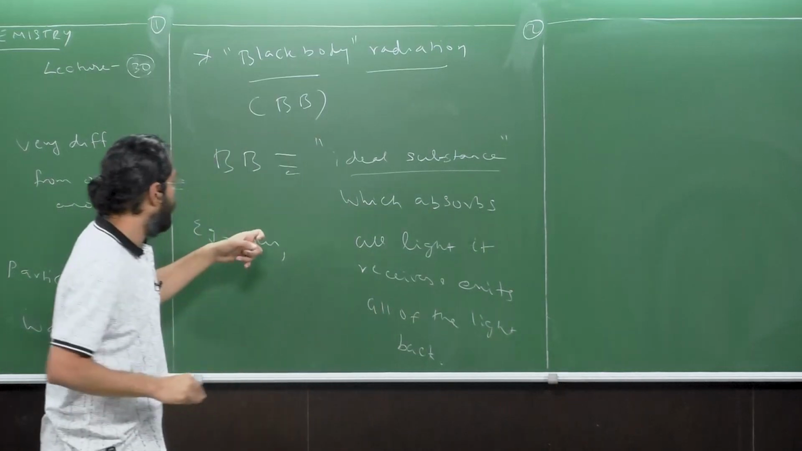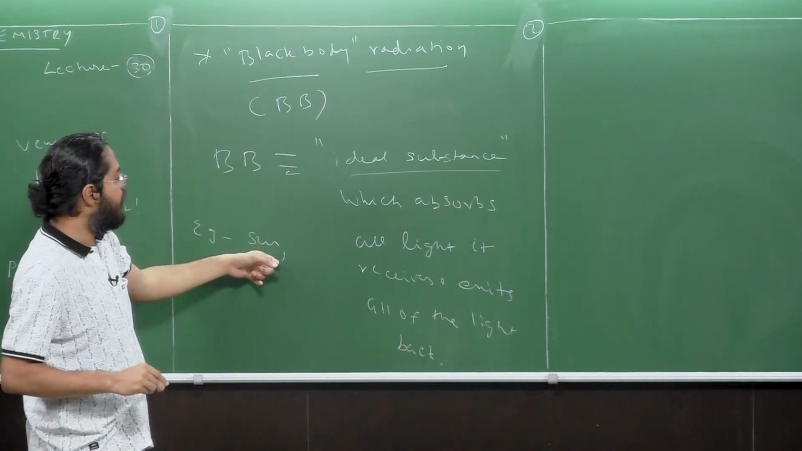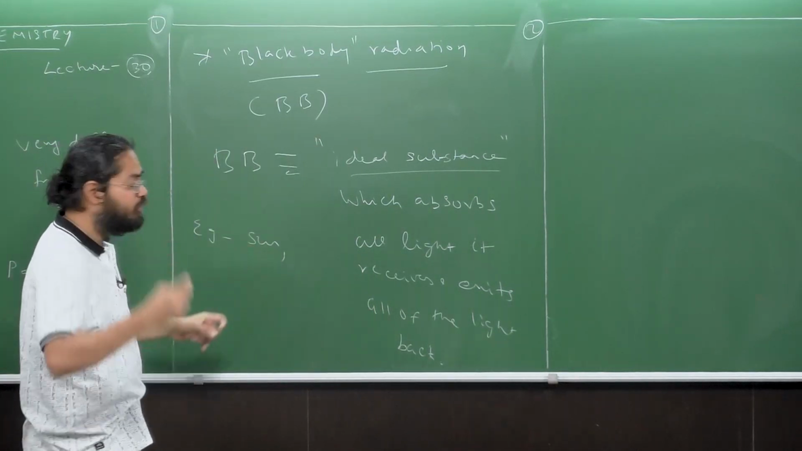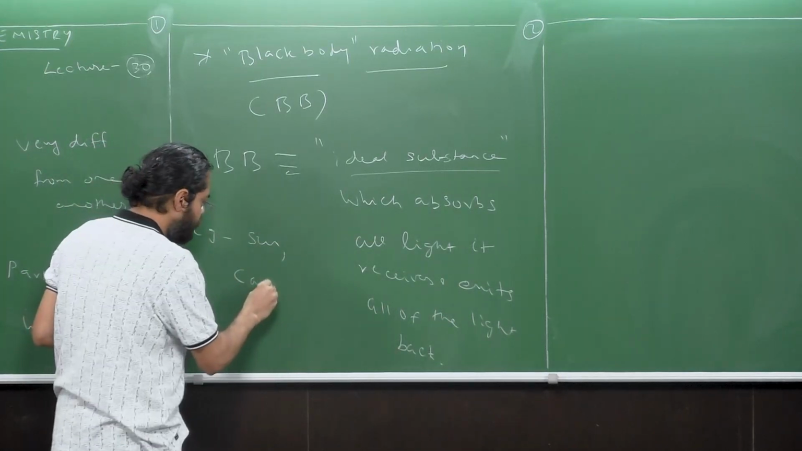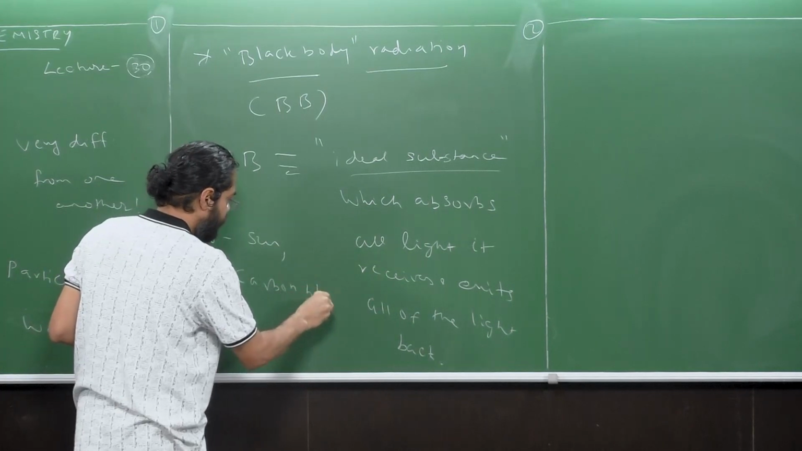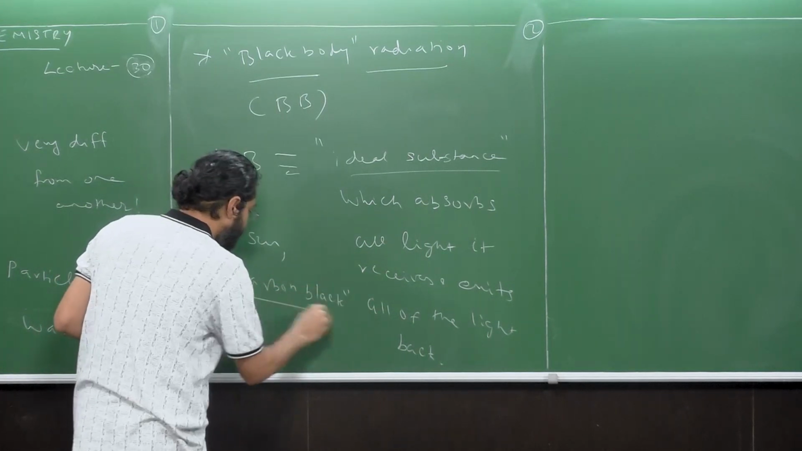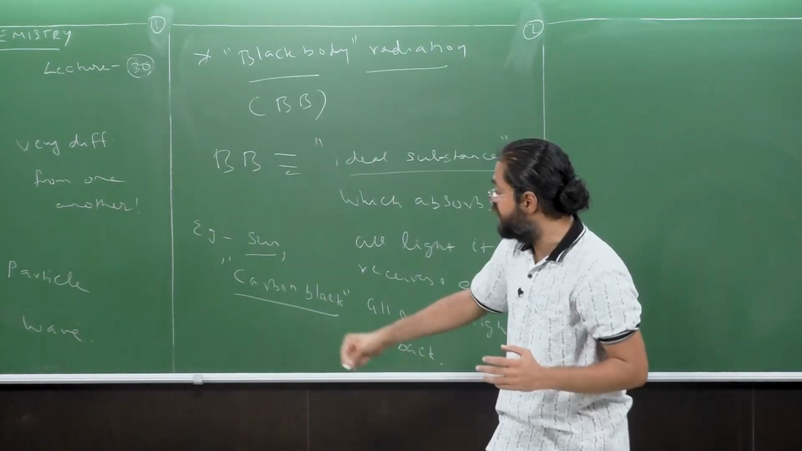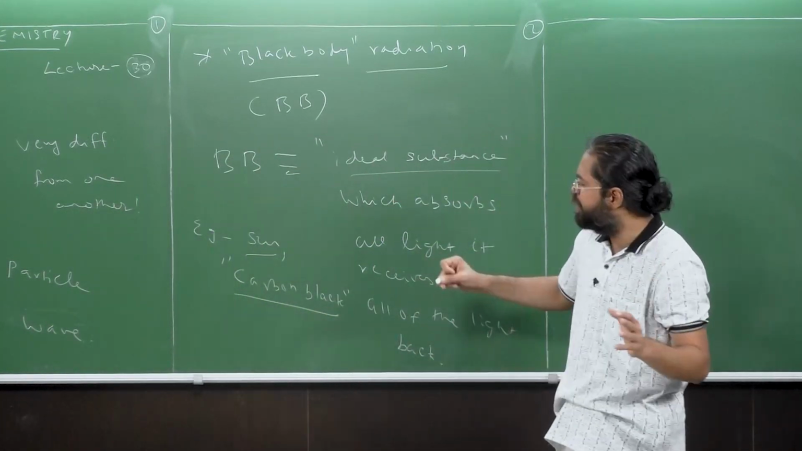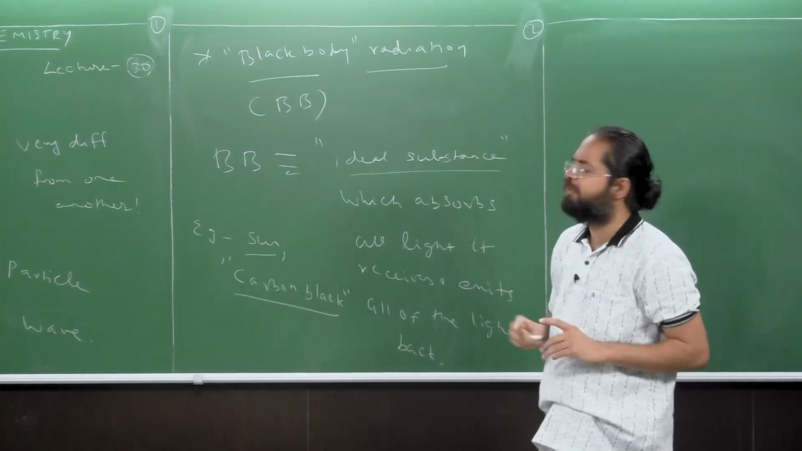Okay, so the sun is an example of a black body. And there is one particular allotrope of carbon called carbon black, which is said to absorb close to more than 99% of the light it receives. So these are two examples of substances which are very close to being a black body.